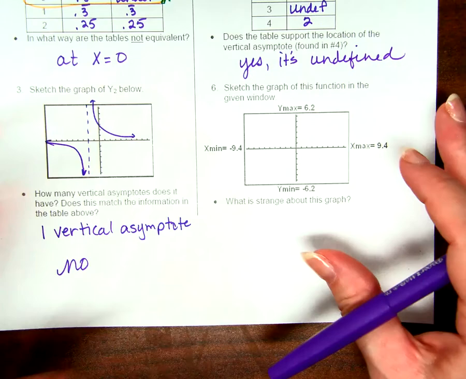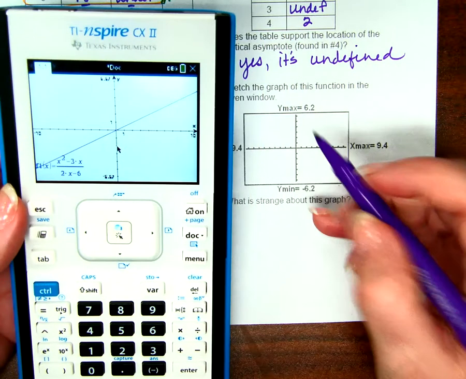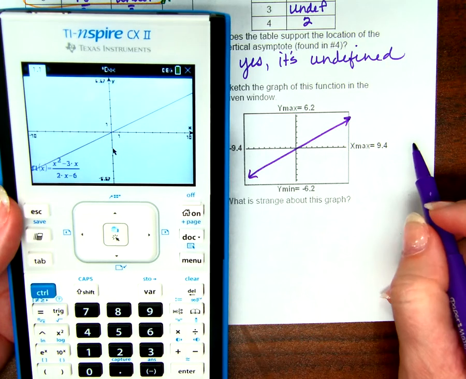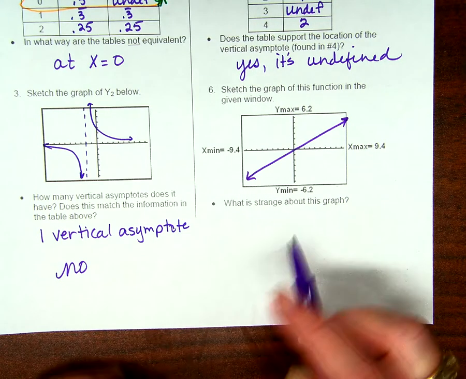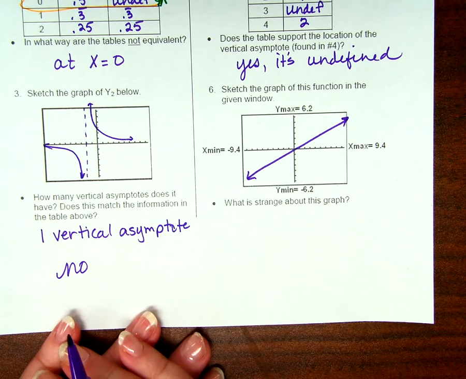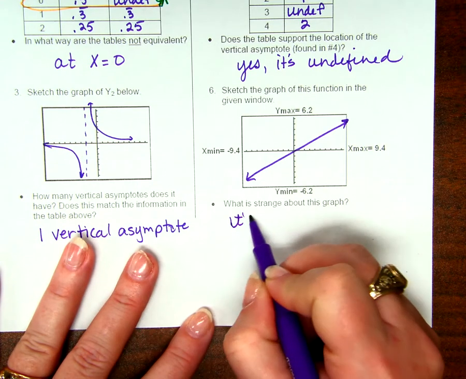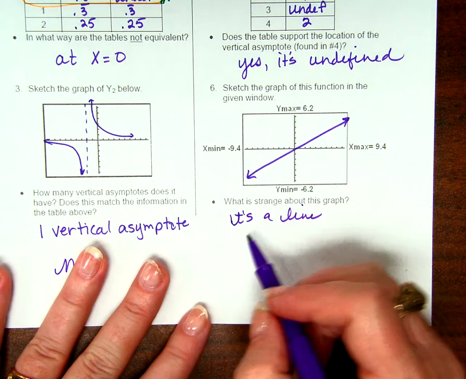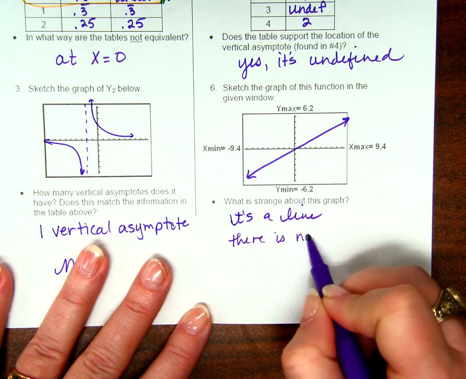Now sketch the graph. Control T. What is strange about this graph? It's a line. What else is strange about this graph? There's no asymptote.